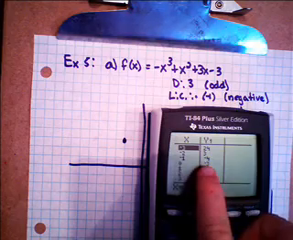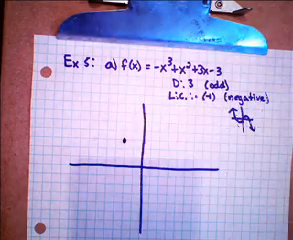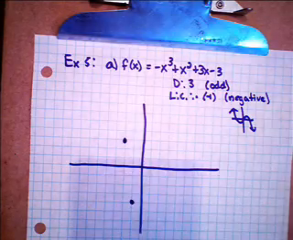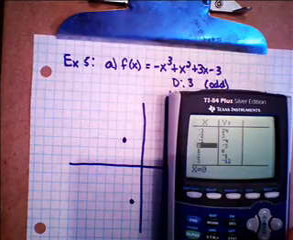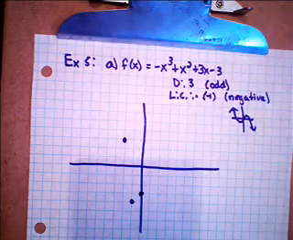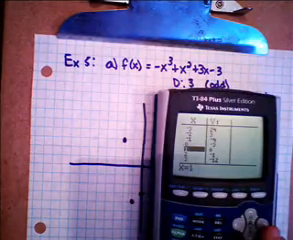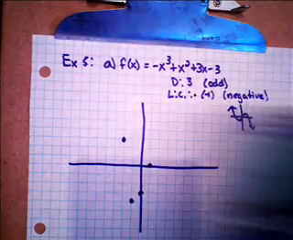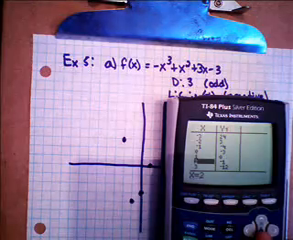-1, -4 is the next one I'm going to do. So -1, -4. 0, -3 is the next one. So 0, -3 is right here. 1, 0 is the next point, right here. And the last one I'm going to use is 2, -1.